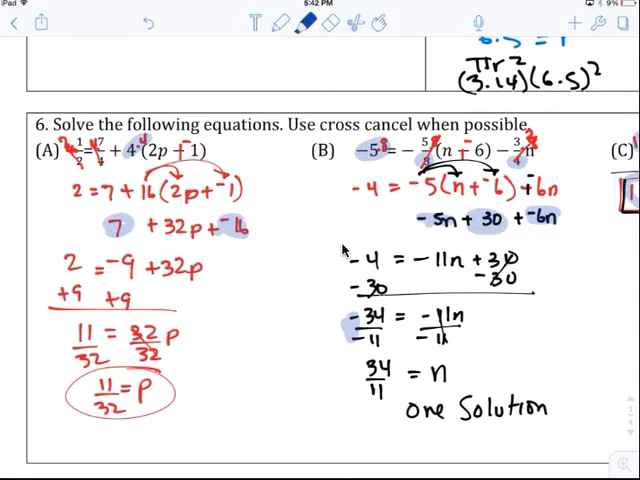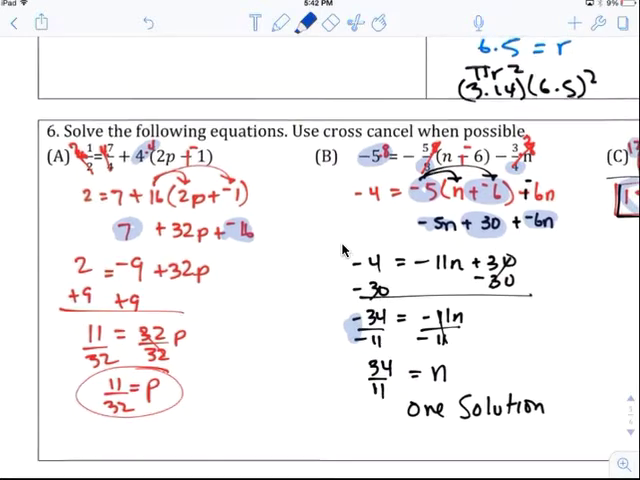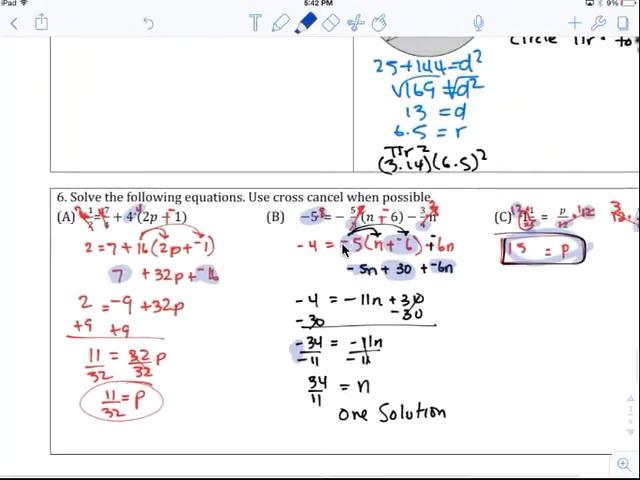Here's where most students make the mistake. It's this -5 because they forget to do additive inverse. So make sure you do stuff like that, okay? They're all one solution in this case.